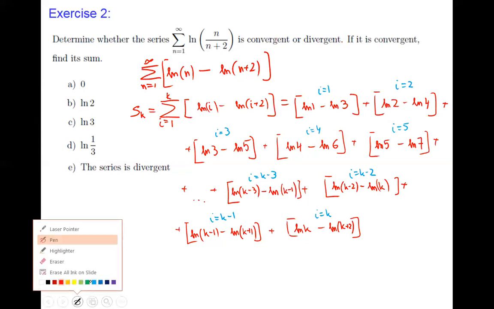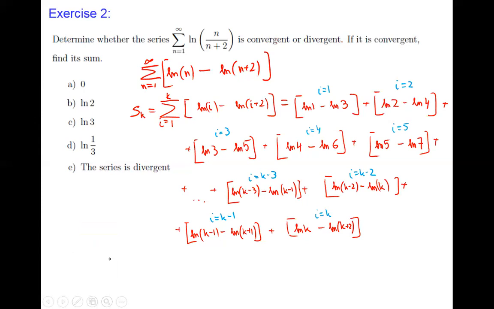Okay, let's see what terms we can cancel out. I see ln of 1 and I see negative ln of 3. In my next term, I see ln of 2 and negative ln of 4, and I have nothing to cancel out. Because we are skipping, we can see it's ln of n, and then the two terms in front, ln of n plus 2. That means probably I will be canceling every other term.